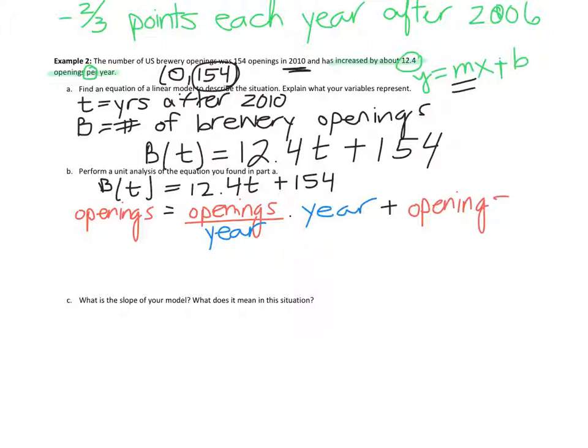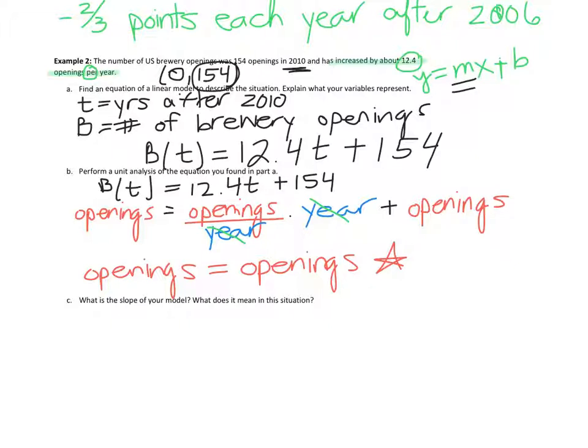All right, so notice that this first term, there's a year in the top and the bottom, so that's going to cancel. And notice we have openings now left on the left. And then we can add like terms, really. Openings plus openings would just be more openings. So we see that the unit analysis, everything ends up working out perfectly. So we're good to go right there.